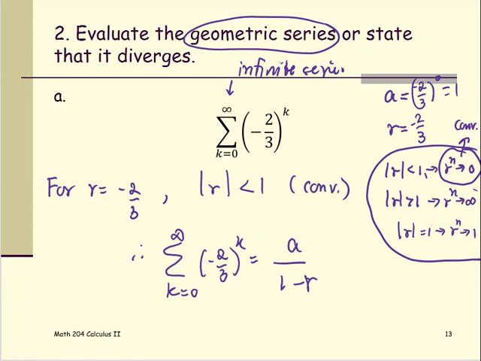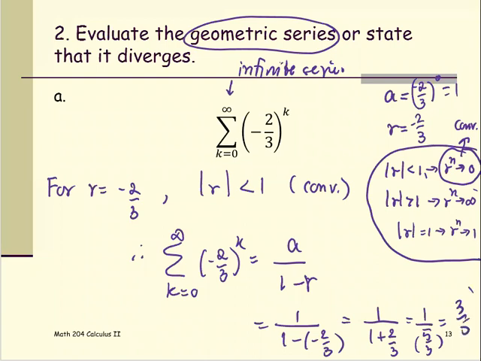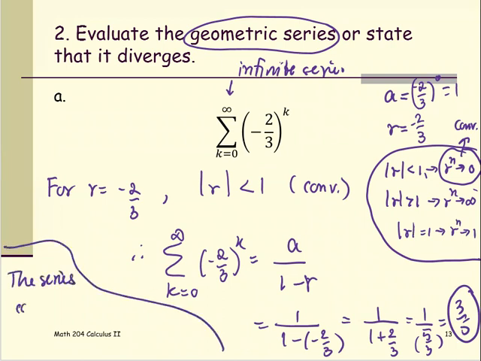Okay, in our case, a is 1, r is negative 2 over 3. Simplify the numbers as 1 divided by 1 plus 2 over 3, or 1 divided by 5 over 3. And we write it in the non-complex fraction form, using the reciprocal of 5 over 3, to get 3 over 5 as the value of this geometric series. Or we can say that the series converges to the value 3 over 5.